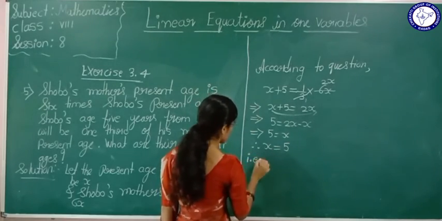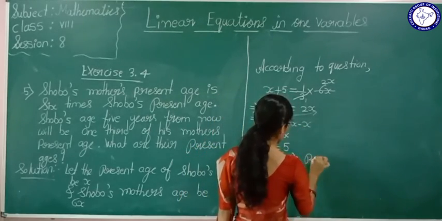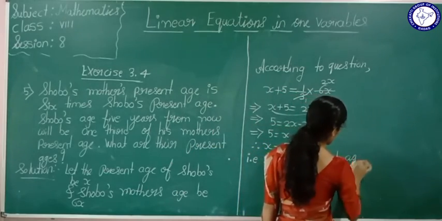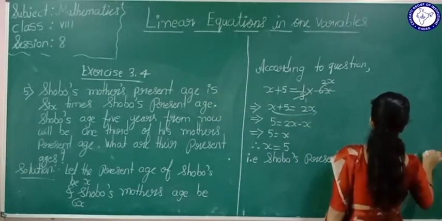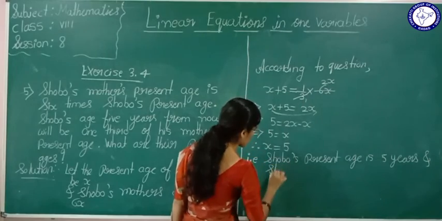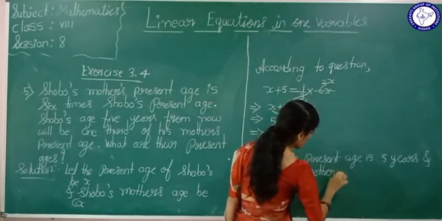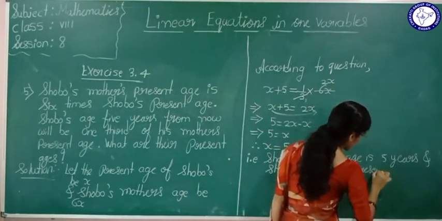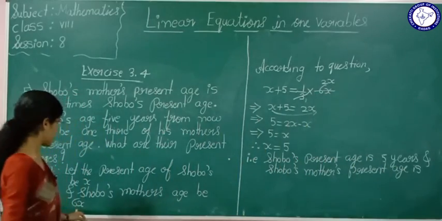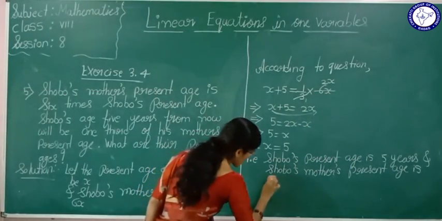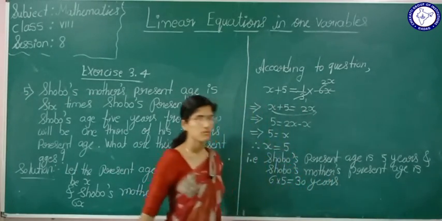That is, Shubho's present age is 5 years, and Shubho's mother's present age, which we took as 6x, means 6 multiplied by 5, that is 30 years.